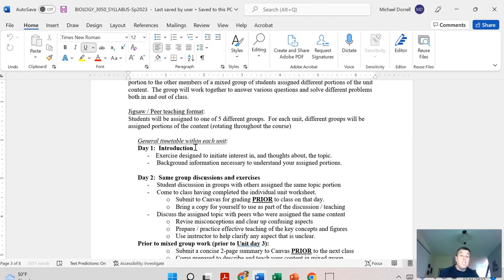And then there's going to be a worksheet that is going to guide you through your portion of the reading that you have to answer. And you're going to answer that prior to the same group discussion. So the next day in class, for the unit, you're going to meet in the same group. So this is people that were also in group 1 if you're in group 1, or people that are also in group 2 if you're in group 2.